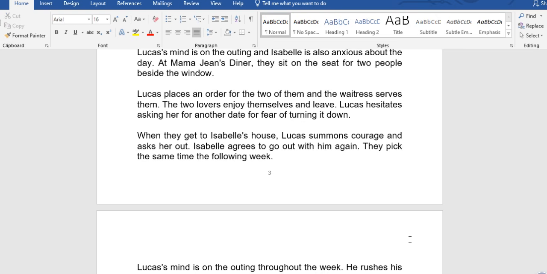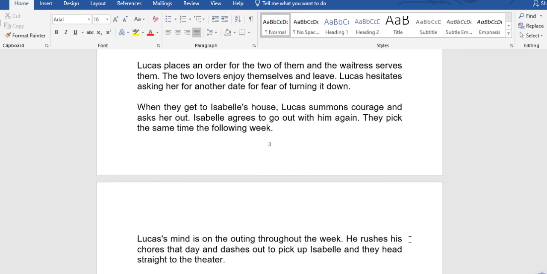Lucas hesitates, asking her for another date for fear of being turned down. When they get to Isabel's house, Lucas summons courage and asks her out. Isabel agrees to go out with him again. They pick the same time the following week.